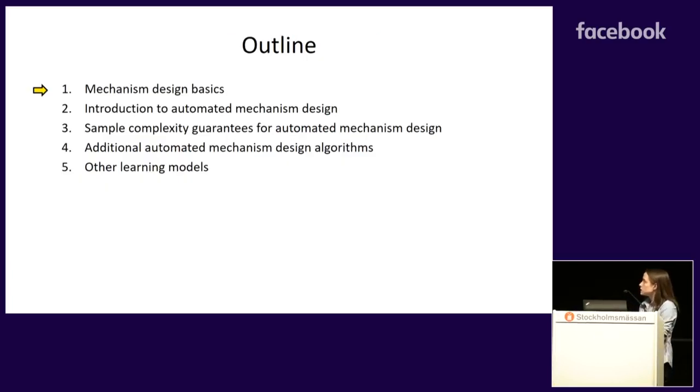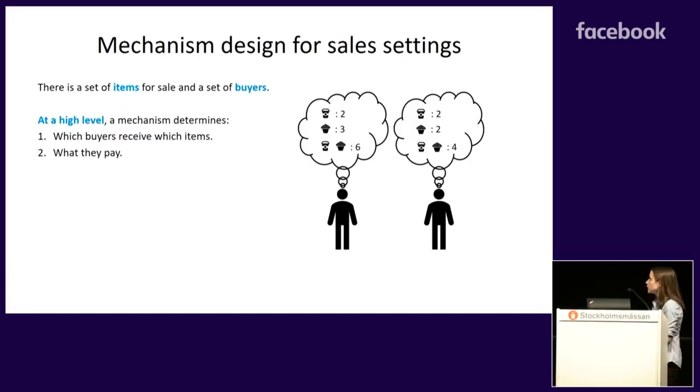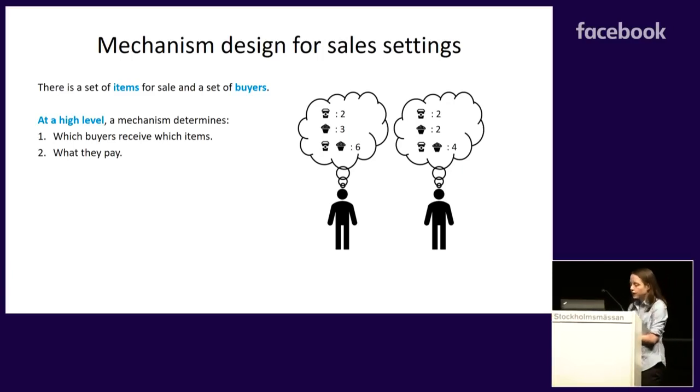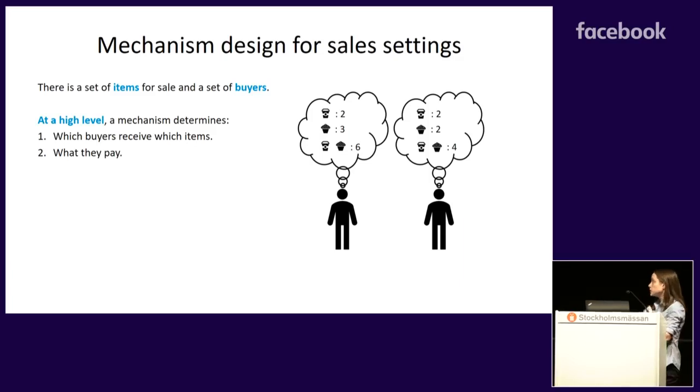Okay, so now I'm going to start off with some mechanism design basics just to make sure everybody is on the same page and everybody's up to speed. So at a high level, for a sales setting, there's going to be a set of items for sale and a set of buyers who want to buy those items. And at a high level, what a mechanism determines is who should receive which items and what they should pay.